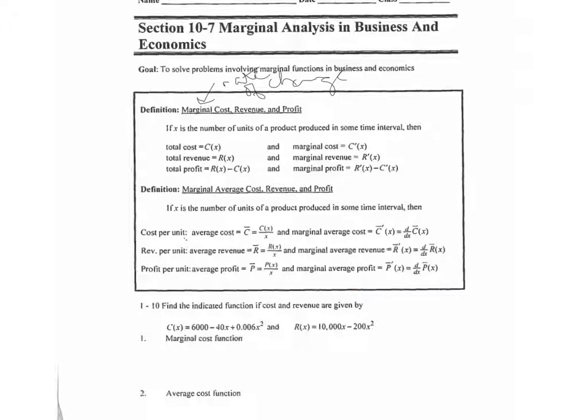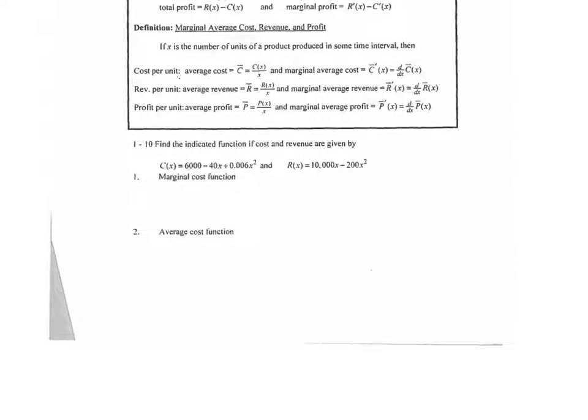Okay, so that's a little background on how to read the terminology. Now let's look at a few example problems and see if we can put it into practice. Okay, if this is my cost function, 6,000 minus 40x plus 0.006x squared, and this is my revenue function, how am I going to find the marginal cost function?